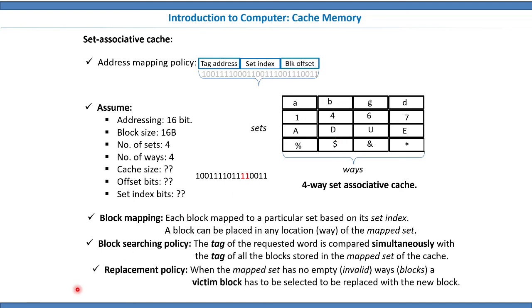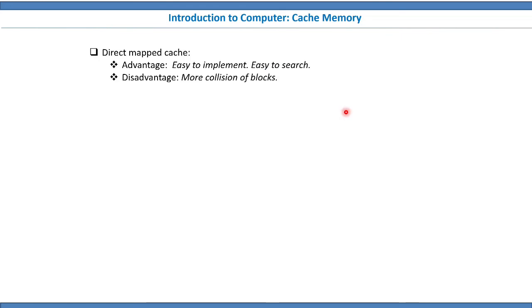And the replacement policy I've already explained. If the mapped set is full and you want to store a new block here, then you have to replace the old one. This is called the replacement policy.